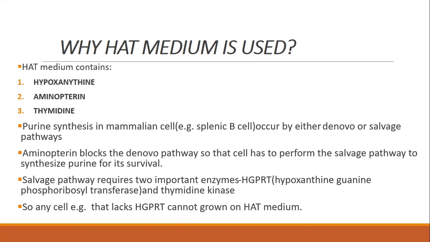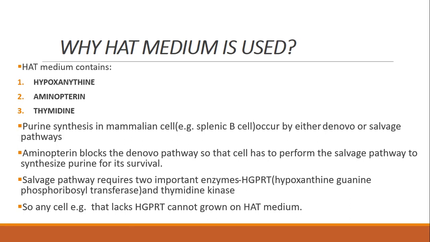Now, purine synthesis in mammalian cells is a very simple point which we need to explain, or how we will separate hybrid cells from normal B cells of the spleen and a myeloma cell. For that, we will need to understand HAT medium. So let's read a little bit of the backdrop of HAT.